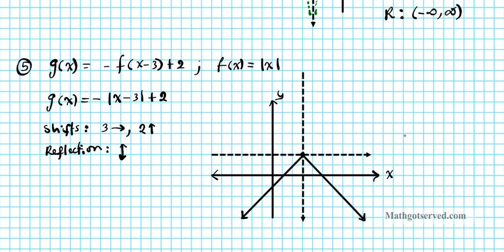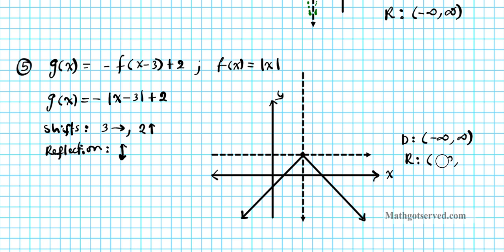So what is the domain of this function? The domain is the horizontal span. It goes from negative infinity to infinity. And what is the range of this function? How low does it go? It goes as low as negative infinity. And how high does it go? It goes as high as positive 2.